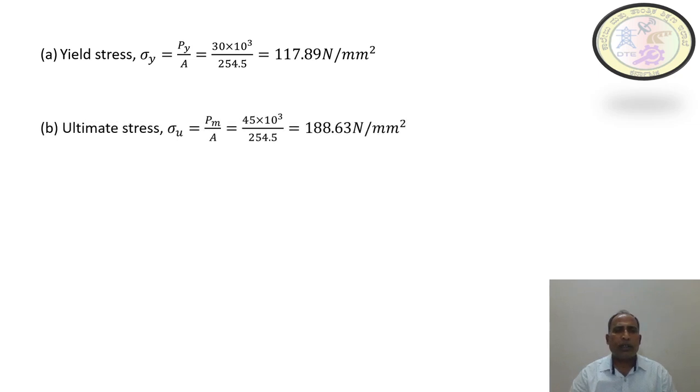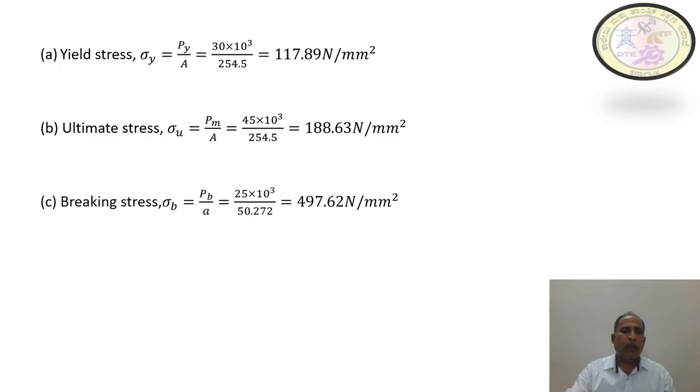And ultimate stress is the ratio of load at ultimate point, or the maximum load, by original cross sectional area. So maximum load is 45 kilonewton, that is 45 into 10 raised to 3 Newton, divided by 254.5 mm square. Therefore, it is 188.63 Newton per mm square.